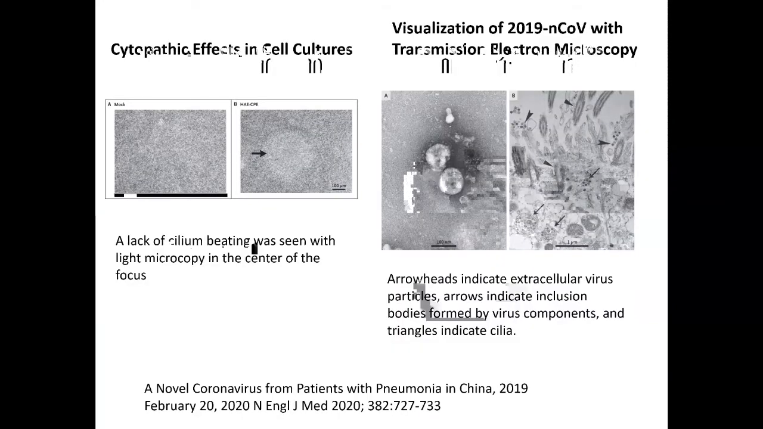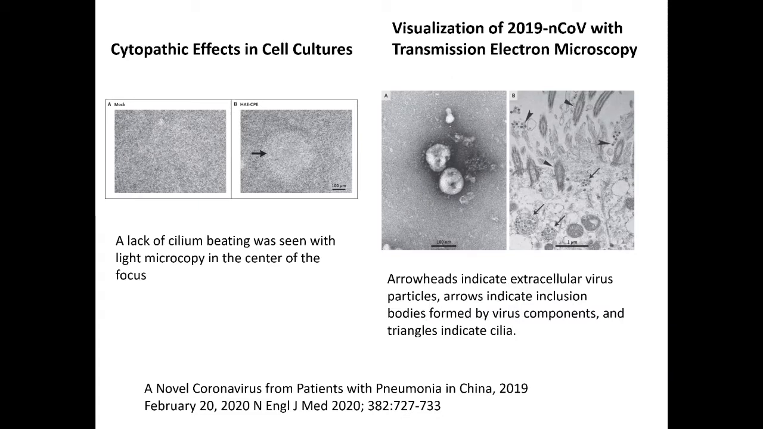In cell culture, there were clear cytopathic effects. And in the rather light micrograph on the left, you see that sort of central area where the cilia are not beating well. And on the right-hand side, in the transmission EM, you see the virus and some of its effects on the local tissue in the lung that was causing a quite severe pneumonia, which we saw on the previous slide.